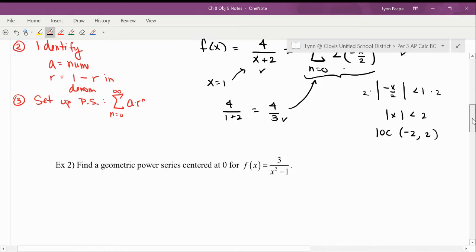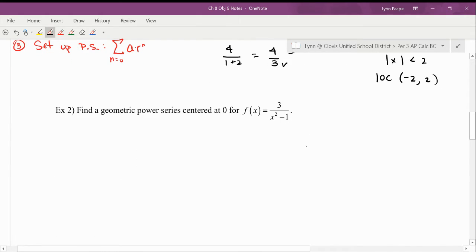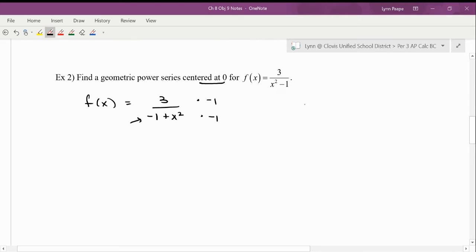Okay, let's take a look at another one that is also centered at 0. So we are centered at 0 again, and I'm going to do a little rearranging. The first thing I always do is rearrange the denominator. So I'm going to have negative 1 plus x squared. Now I want to make sure that this is a positive 1, so I'm going to multiply numerator and denominator by negative 1. So that would be negative 3 over 1 minus x squared. And so I'm centered at 0. I have everything I need there.